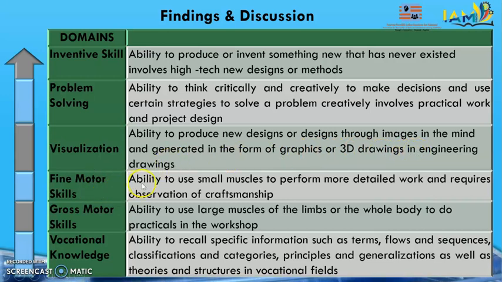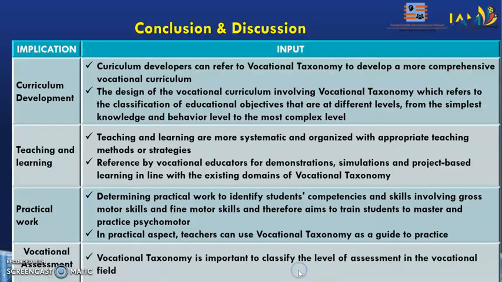Fine motor skills: the ability to use small muscles to perform more detailed work that requires observation of craftsmanship. Gross motor skills: the ability to use the large muscles of the limbs or the whole body to do practical work in the workshop. And the last one is vocational knowledge: the ability to recall specific information such as terms, flows and sequences, classification and categories, principles and generalizations, as well as theories and structures in vocational fields.